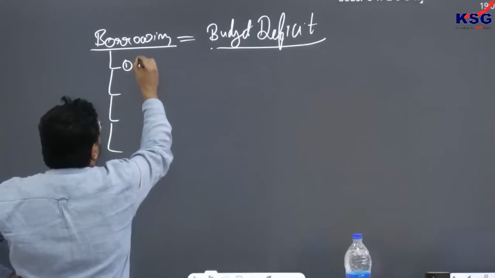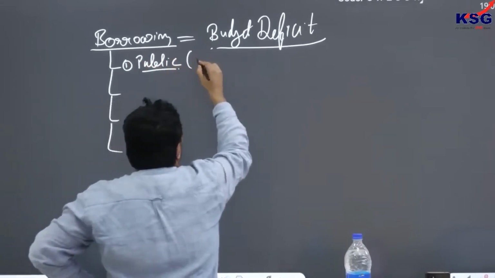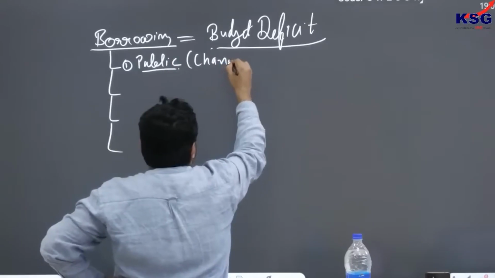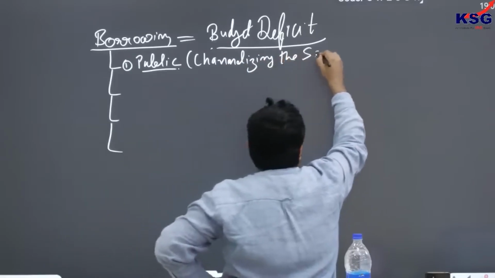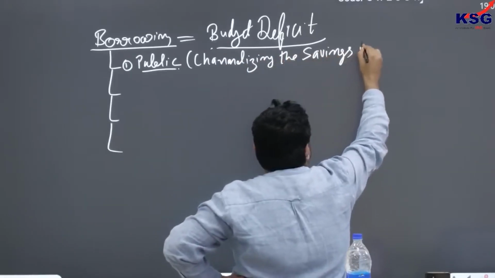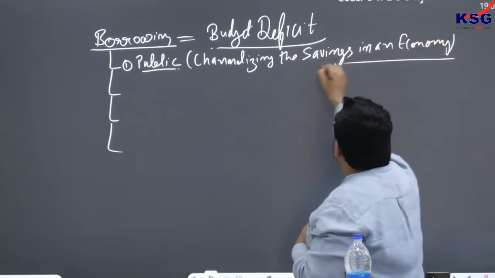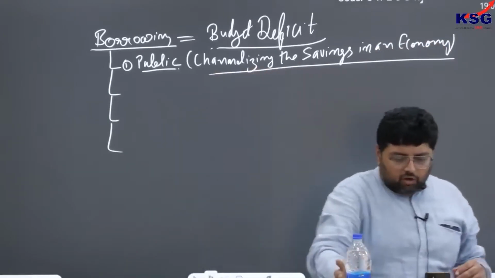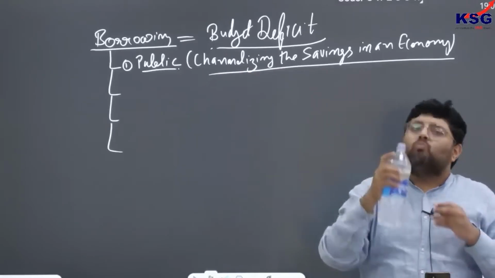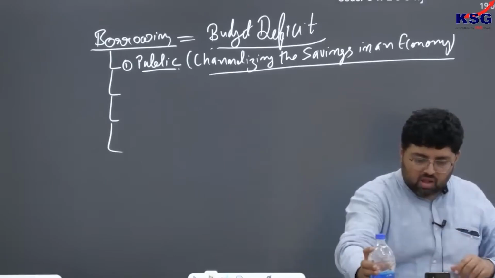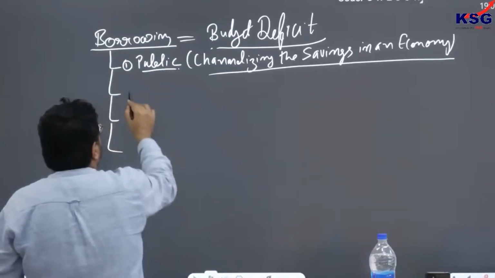Number 1, you can take borrowing from the public. When I am saying public, it means that we are channelizing the savings in an economy. Clear? So this is what you have to understand. We are channelizing the savings in an economy, number 1.